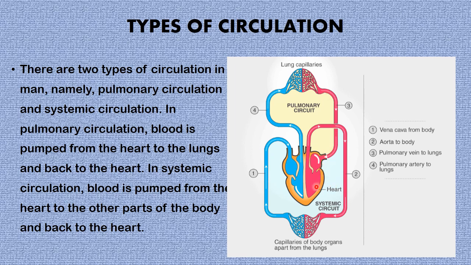While in systemic circulation, oxygenated blood moves from the heart to various parts of the body where it is needed, while the deoxygenated blood moves from the parts of the body back to the heart. So this is a diagrammatic representation of the types of circulation, the pulmonary and the systemic circulation.